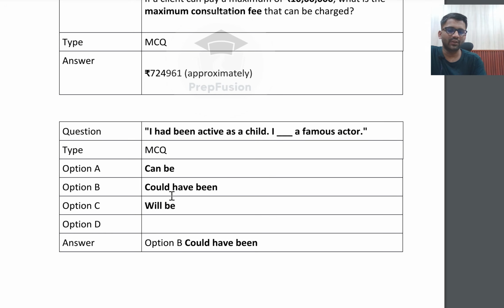For this, the answer could have been "could have been". Had I been active as a child, okay, there is an error in this question. Had I been active as a child, it would be... Had I been active as a child, right? Because "had" gives the sense of "if". If I was active as a child, I could have been a famous actor, right? So "had I been active as a child" would be there. So the answer would be "could have been".